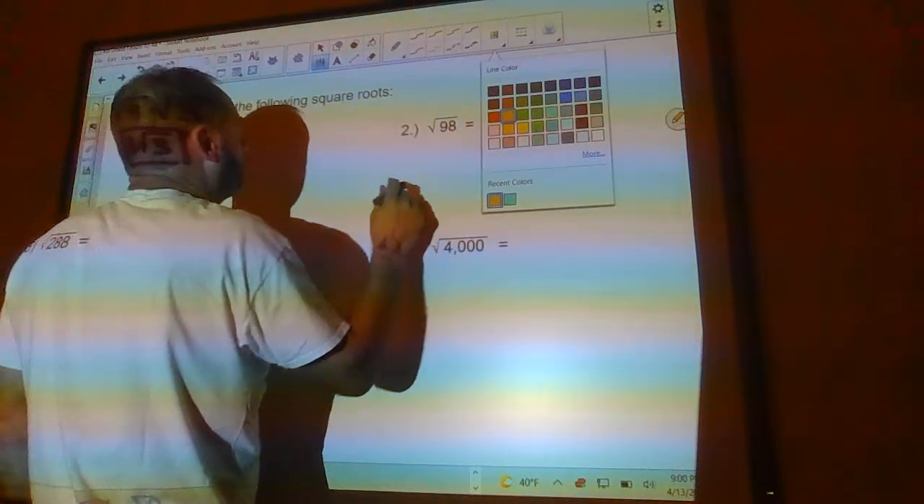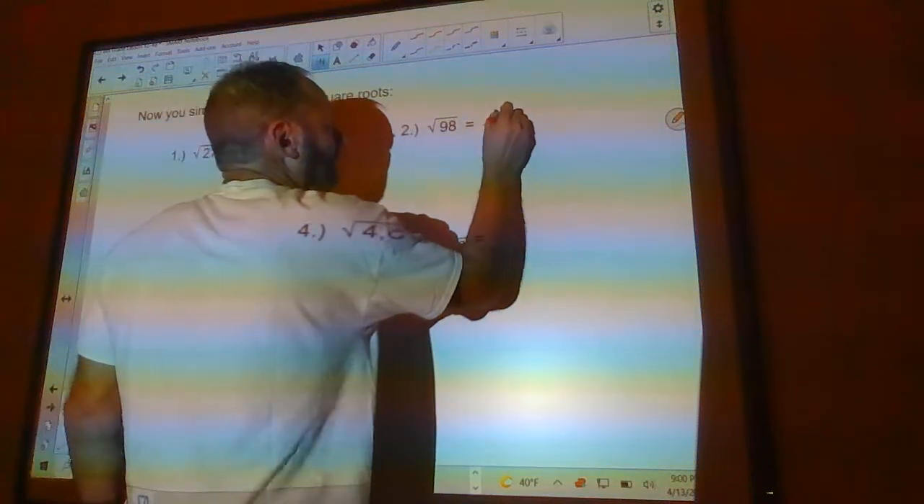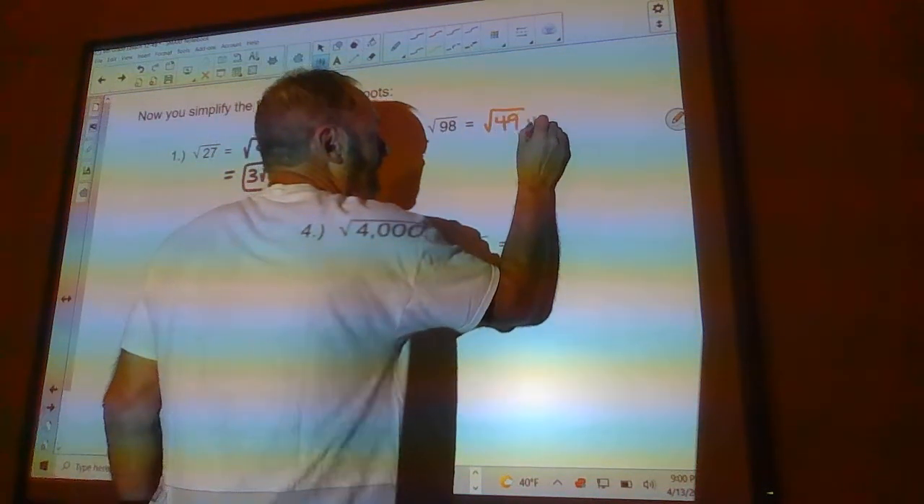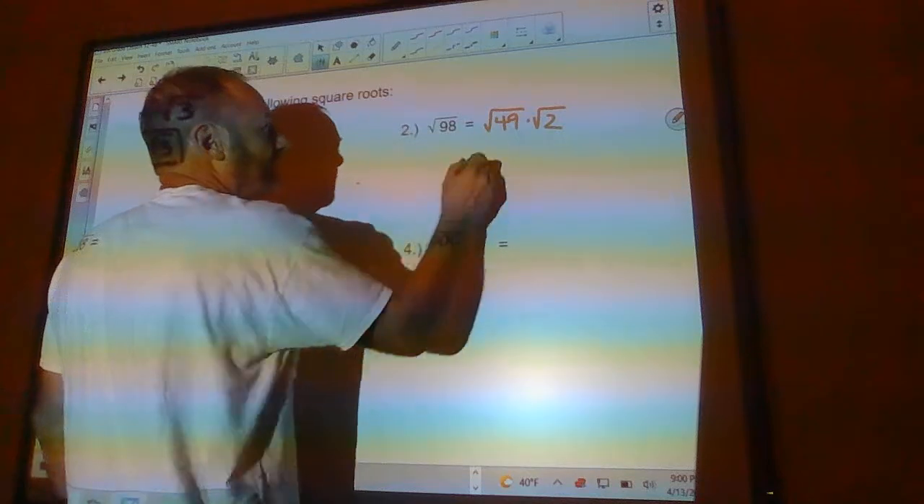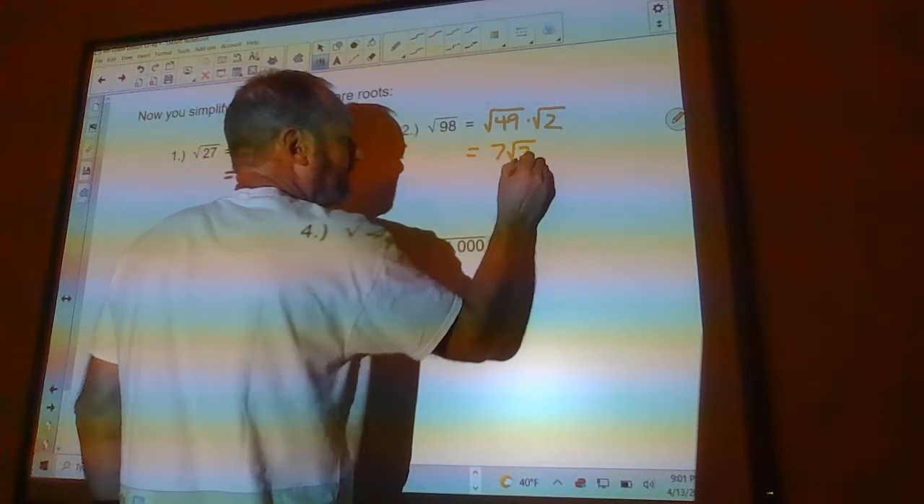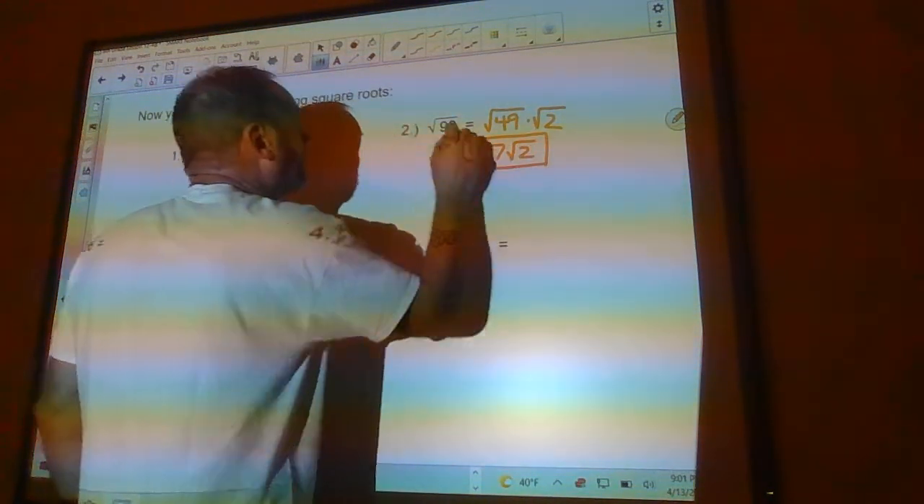Okay, square root of 98. That's 49 times 2. And the square root of 49 is 7. So this is 7 times the square root of 2.